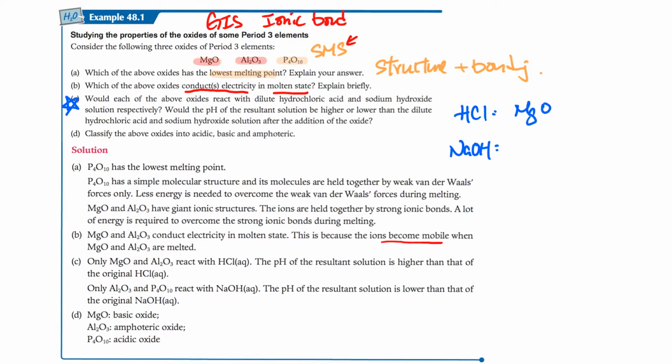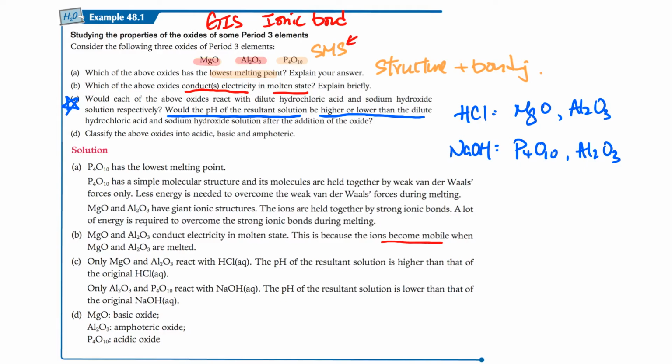And NaOH will react with the acid oxide, which is P4O10. But other than that, Al2O3 is an amphoteric oxide. So therefore, you find that Al2O3 will be in both cases.